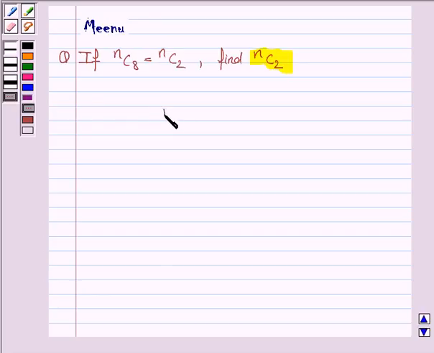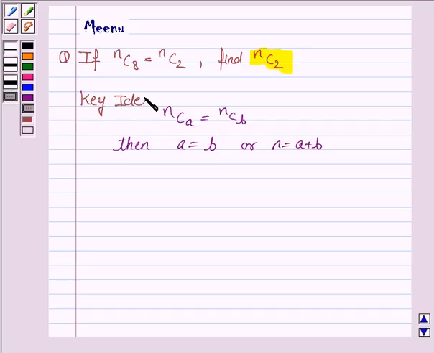If nCa is equal to nCb, then either a is equal to b or n is equal to a plus b. So this knowledge will work as the key idea. Let us now move on to the solution.